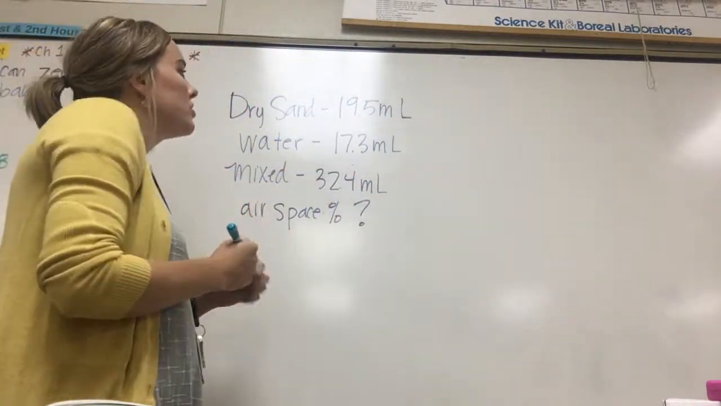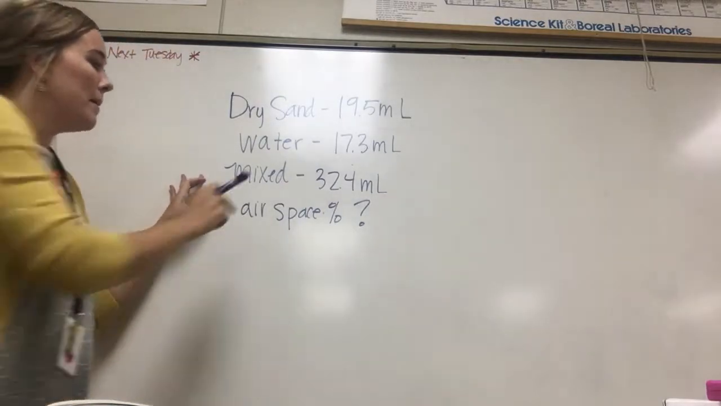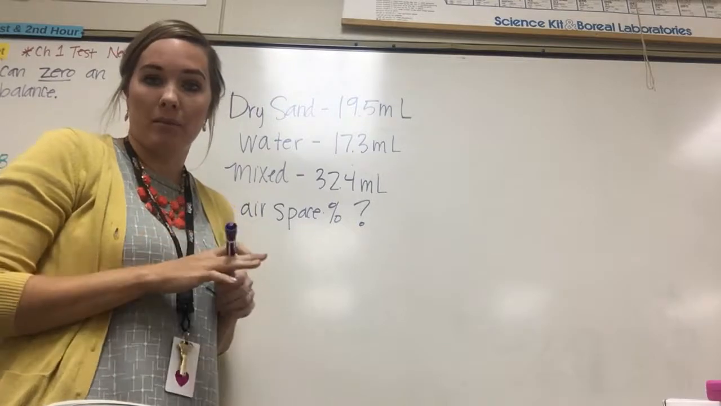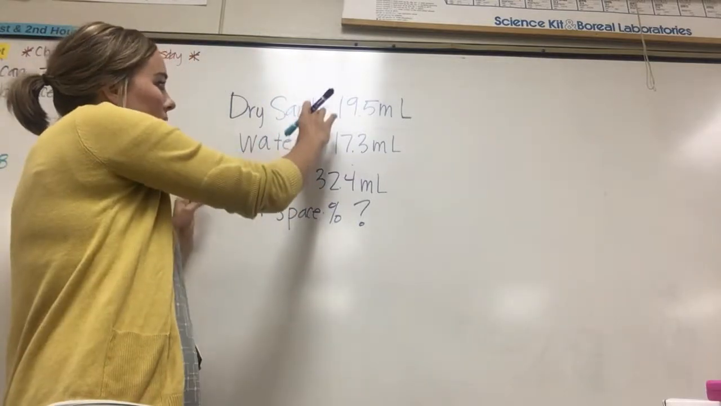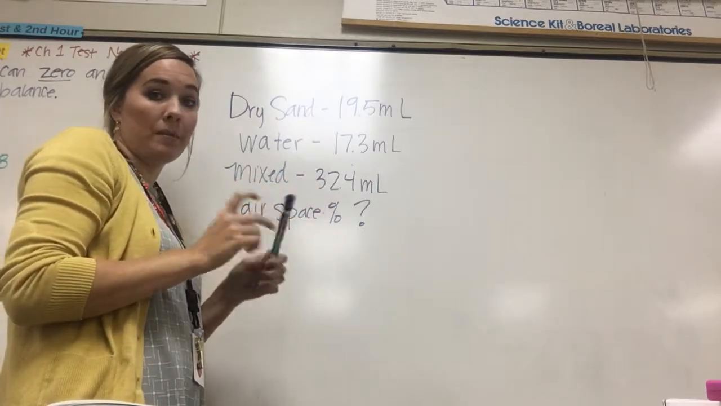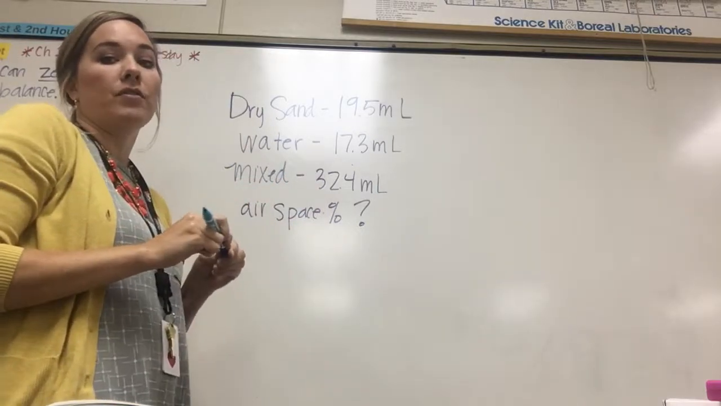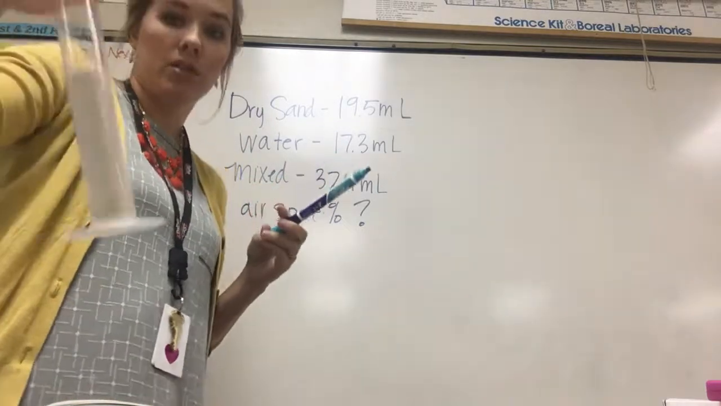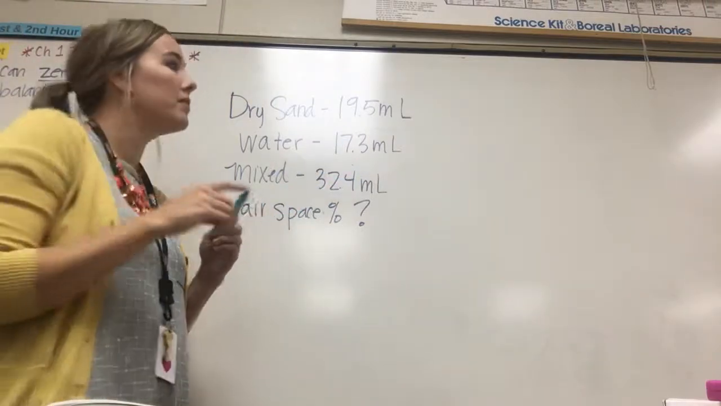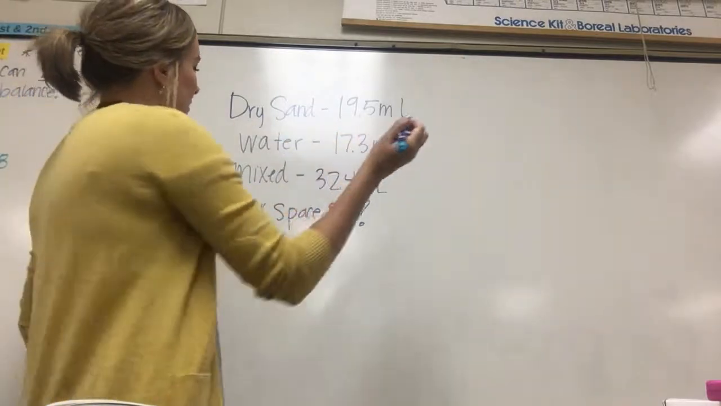So the first thing you're going to do is start with your mixed. This is just a water displacement problem. So once we add the water and the dry sand, the level rose to 32.4 mils. So now we can solve for the amount of sand particles alone. It's just water displacement, but it's a little confusing because it's sand.